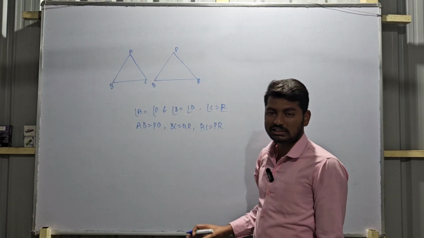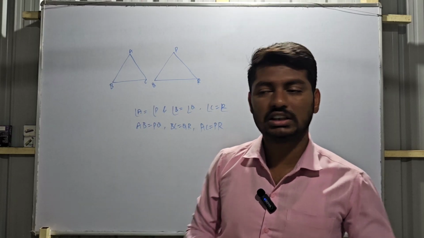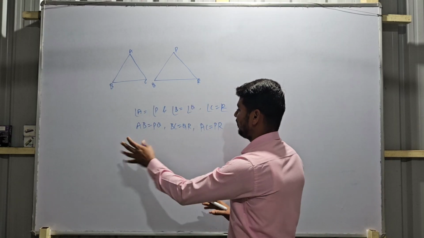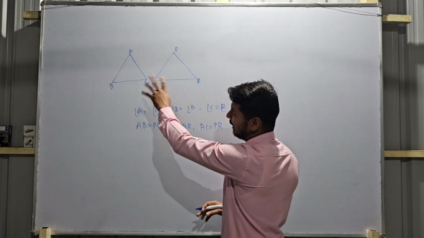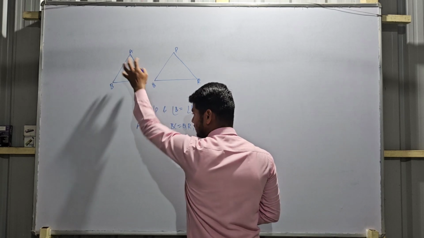So in this class I am going to teach about the criteria. Every time we can't state all 6 parameters, that is 3 angles and 3 sides.